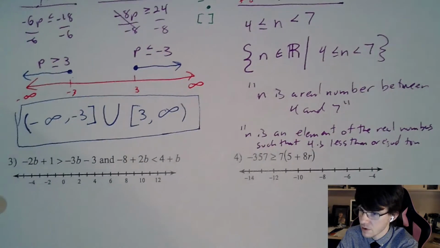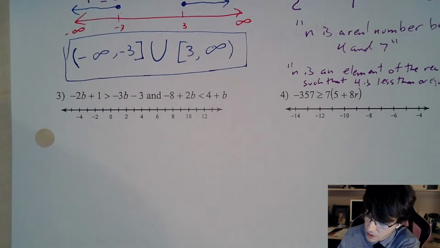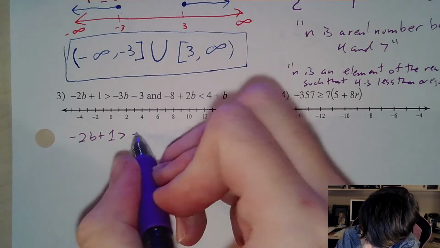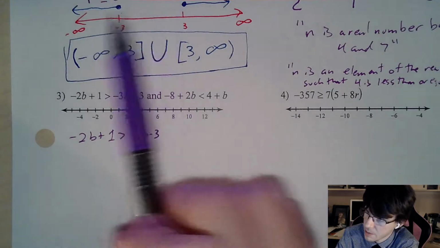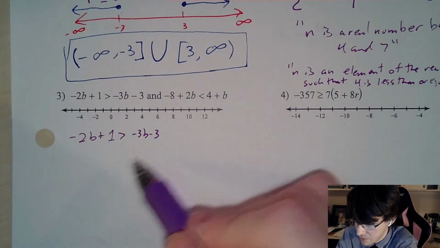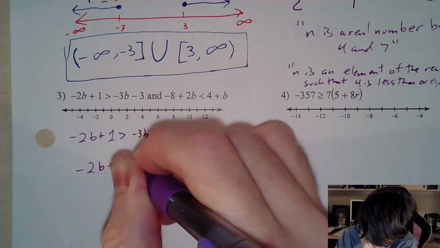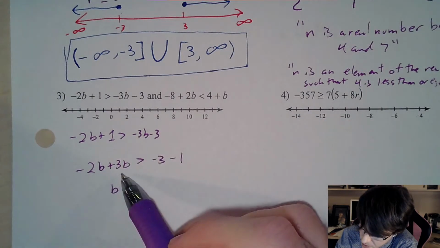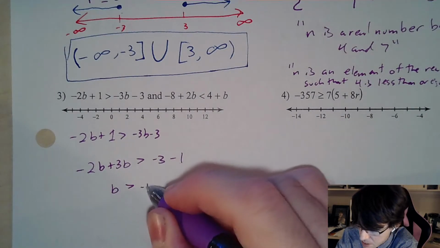Let's keep it moving. We're going to number 3 now. So we have -2b plus 1 greater than. I'm going to copy it again because that number line's in the way. And this one has the word and in the middle. So instead of going apart from each other, they're going to come together. For a question like this, we got to do our little switcheroo. We're going to take that -3b, move it to the left, take that +1, move it to the right. -2b plus b, kind of add like terms. There's going to be a single 1b, and -3 minus 1 is -4.